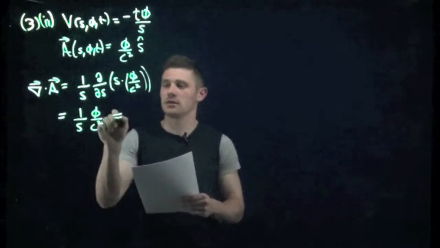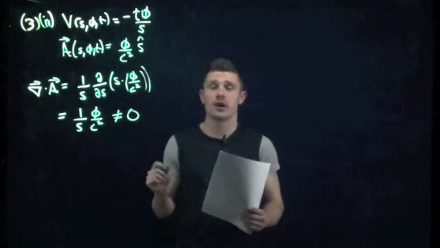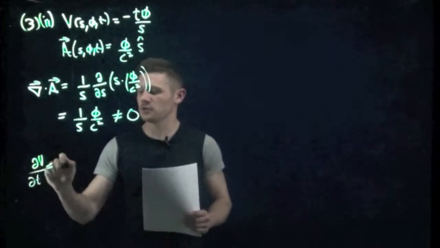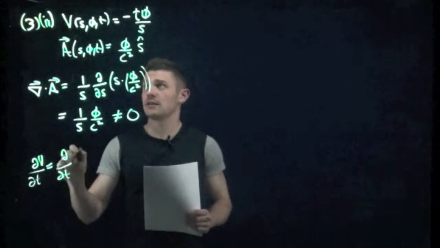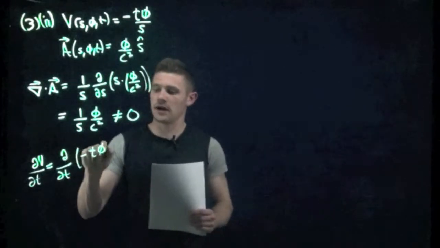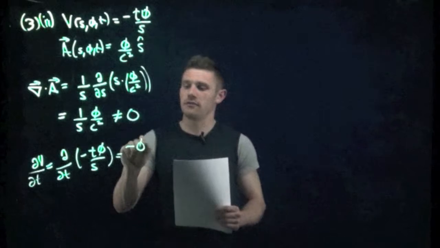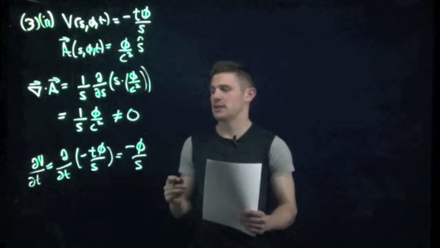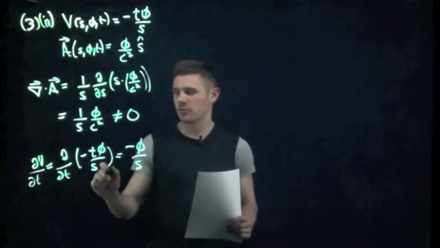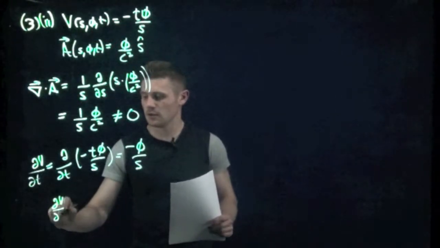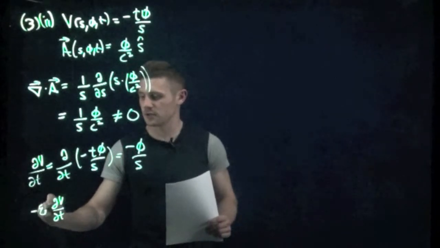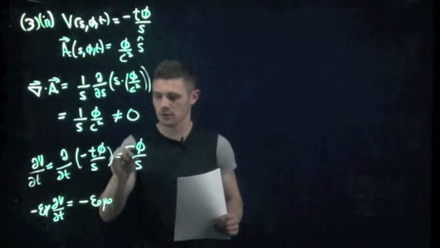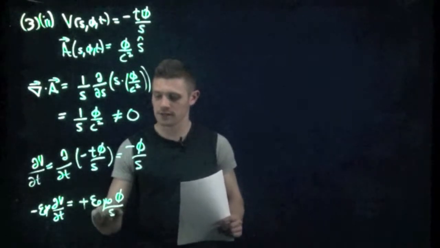So we see that it's not equal to 0, and therefore we are not in the Coulomb gauge. Now we can check also the time derivative of our scalar potential, and we see here that we get d by dt of negative t phi over s, which is equal to negative phi over s. So this is not equal to 0, so that might be some indication that we might be in the Lorentz gauge. So if we multiply dV by dt by negative epsilon naught mu naught, then we'll get negative epsilon naught mu naught times the negative phi over s.